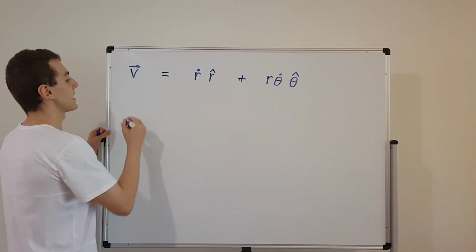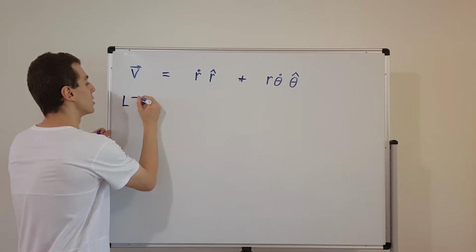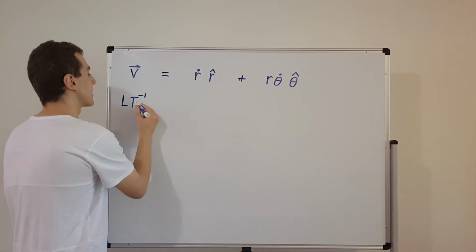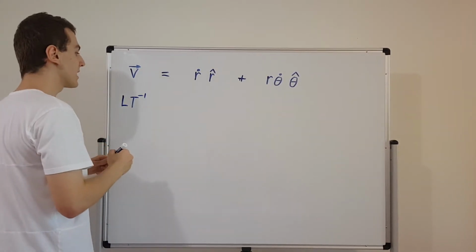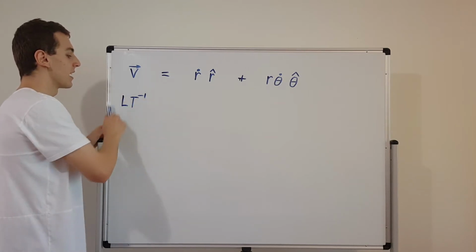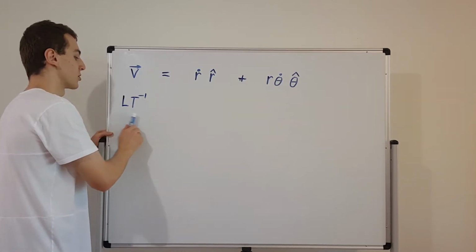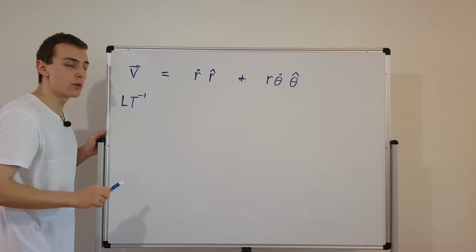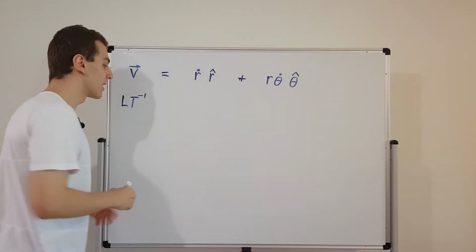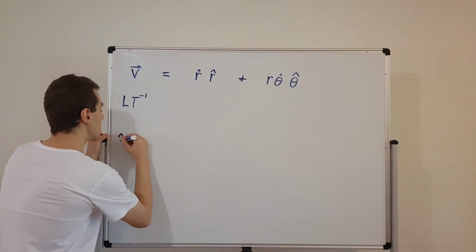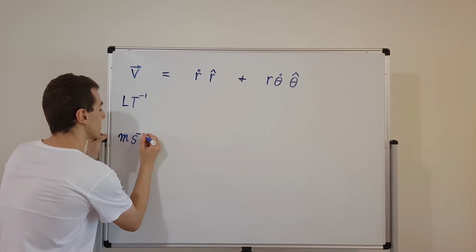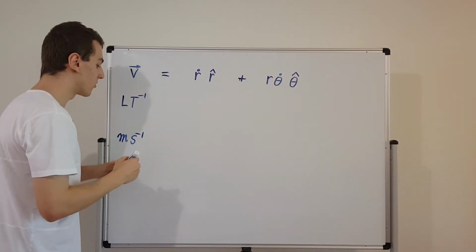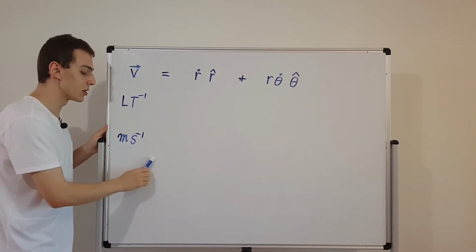So let's write that down. We have length per unit time, which is length times time to the -1. And that is the general way of writing it down. So this is length and this is time. But if we want to write it down in SI units, it would be meters per second. So that is the units of velocity in SI units.